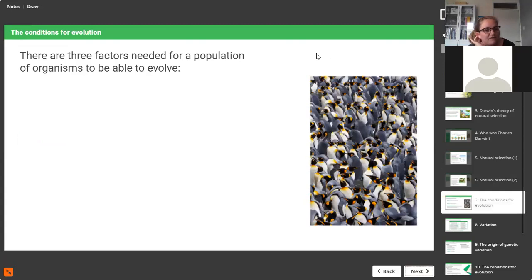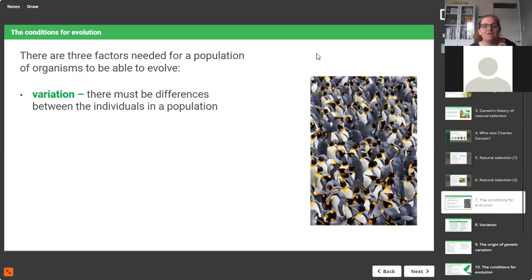So, conditions for evolution. There are 3 factors needed for a population of organisms to be able to evolve. One is variation. There has to be differences between the individuals in the population. If they are all completely identical, whether it's behaviorally, morphologically, physiologically, then evolution can't happen, because we have to have that variation. We have to have that slight little bit of difference between them for something to be advantageous. We need heredity to be in there as well. So this is the differences between those individual organisms must be inheritable.